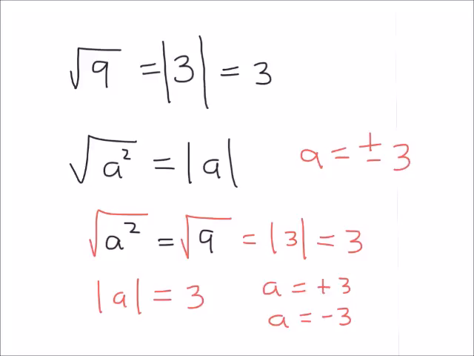Now we cannot say up here on this problem that the square root of 9 is equal to plus or minus 3. That is not true. The square root of 9 is equal to the absolute value of 3, and the absolute value of 3 is equal to 3, because the definition of square root is the positive root of the radicand.